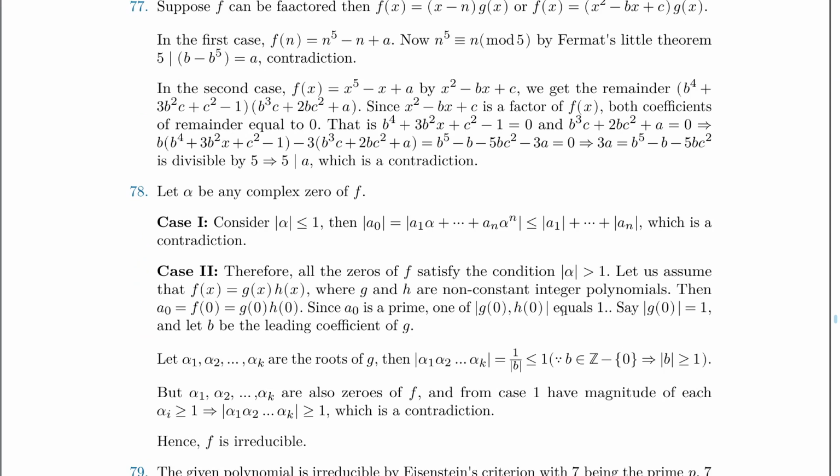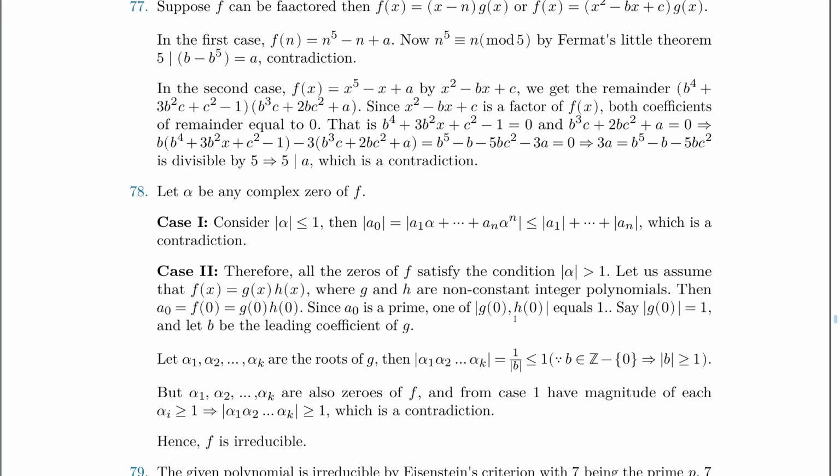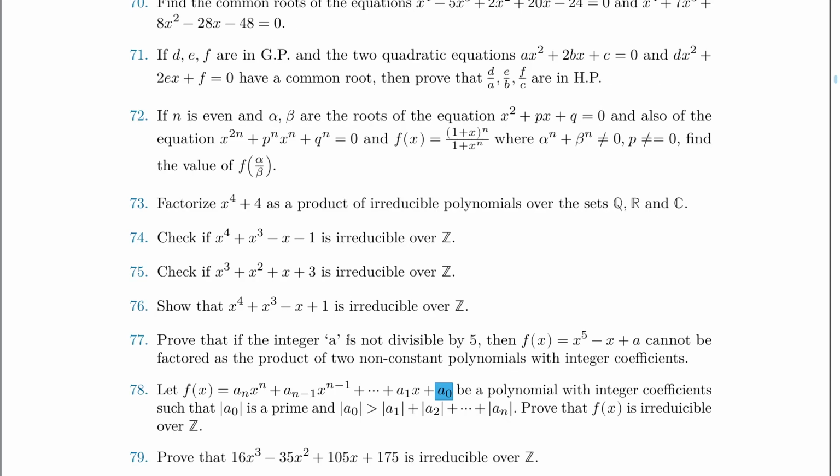Okay, so that effectively implies that a0 cannot be split into two parts. That means one of g or h should contain a0 and the other should contain 1. So we assume that mod of g(0) is 1, and also let b be the leading coefficient of g. Now we let alpha 1, alpha 2 up to alpha k be the roots of g, then mod of alpha 1, alpha 2, alpha k is equal to 1 by b. So in this case, the leading coefficient of g is supposed to be b here. So it can be any power between n minus 1 to 1.